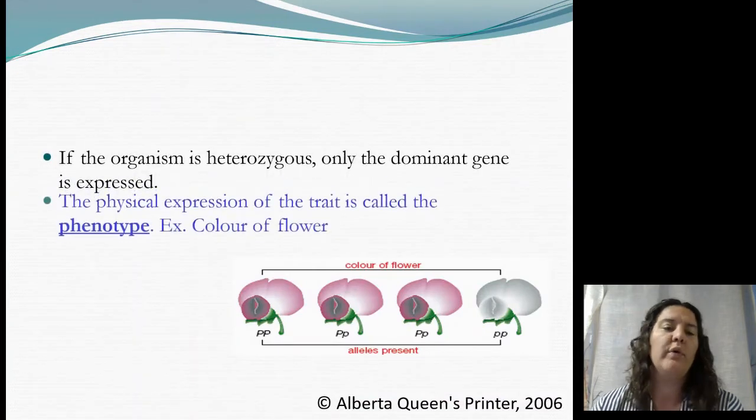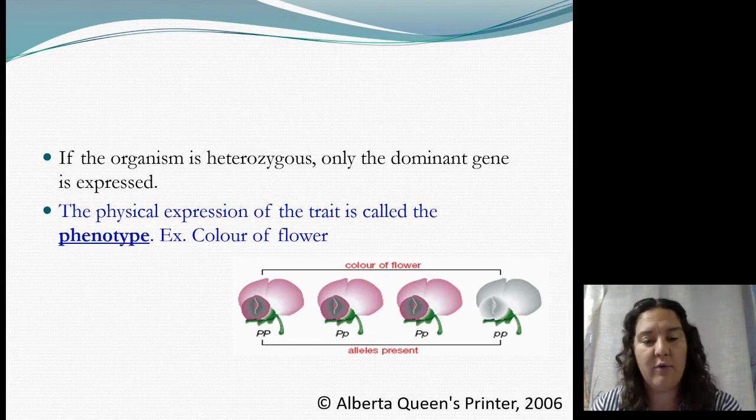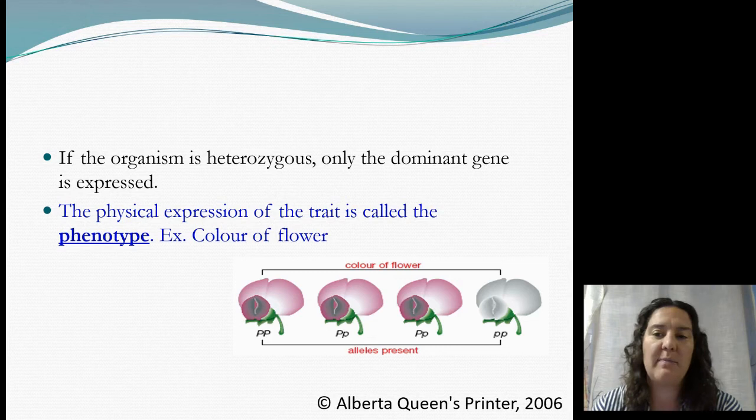Now, when we're expressing a trait, this is known as phenotype. So the phenotype of these individuals is going to be purple, but the genotype could be homozygous dominant or heterozygous. The phenotype of a white flower will be white, while the genotype of that white flower is going to be two recessive alleles.